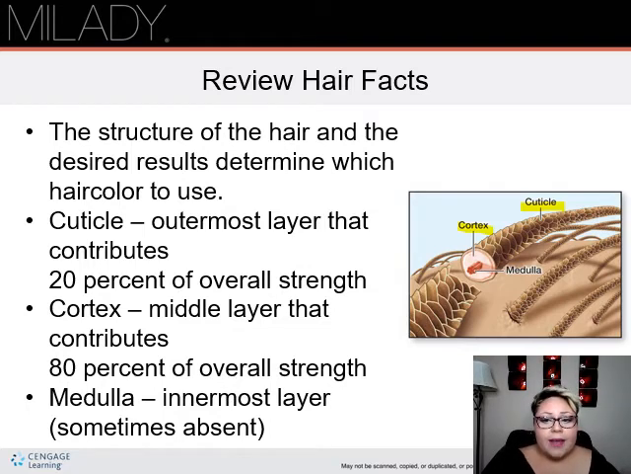We then have the medulla. The medulla, some people have it, some people don't. Men who have beards will always have a medulla in their beard. Women with fine, thin hair or hair that has been processed repeatedly with bleach or with lighteners may not have a medulla. The medulla is not necessary, and it has nothing to do with the hair color process.